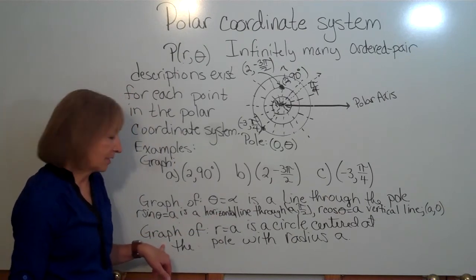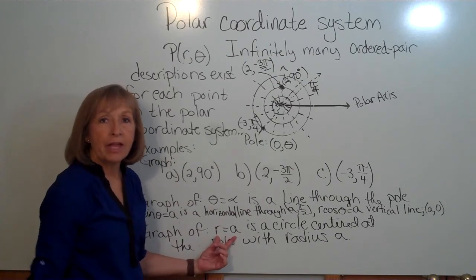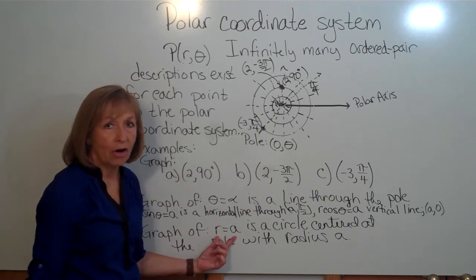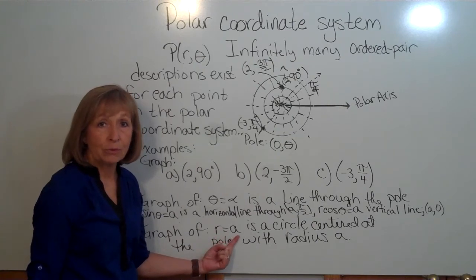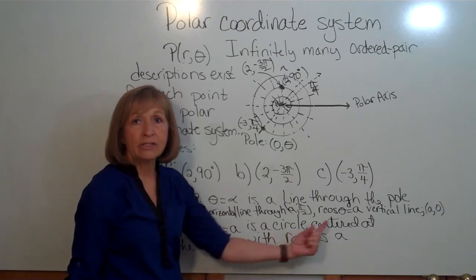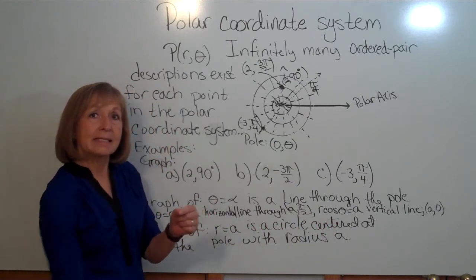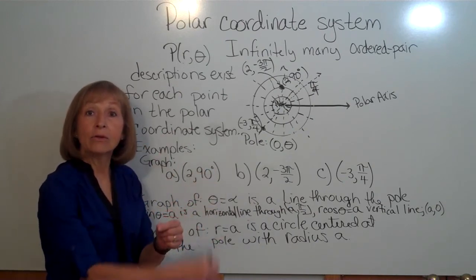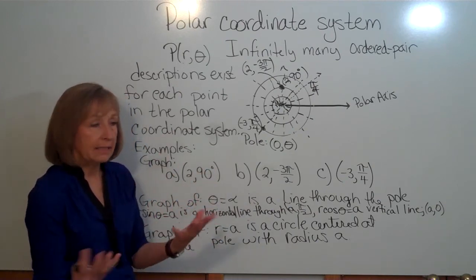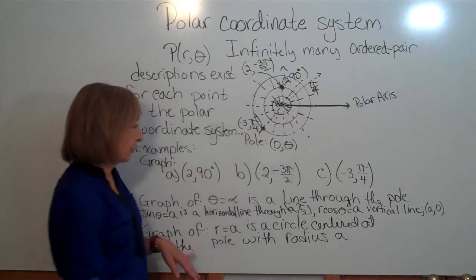Now, other graphs. The graph of r equal a. So if there's no theta in there, but there's just r, and r is equal to a number, well, that's going to give you a circle that's centered at the origin, because you walk out a distance, but it doesn't say what the angle is, so the angle could be anything, meaning that you just get your r equal a just being your rotation of your circle.